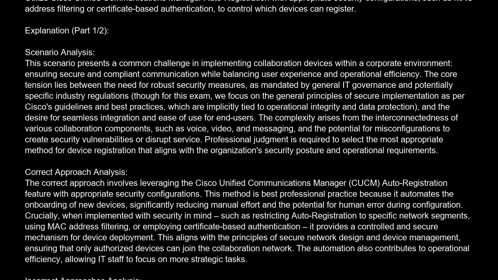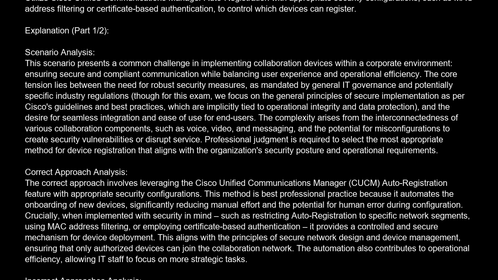Explanation. Scenario analysis. This scenario presents a common challenge in implementing collaboration devices within a corporate environment, ensuring secure and compliant communication while balancing user experience and operational efficiency. The core tension lies between the need for robust security measures, as mandated by general IT governance and potentially specific industry regulations, though for this exam we focus on the general principles of secure implementation as per Cisco's guidelines and best practices, which are implicitly tied to operational integrity and data protection, and the desire for seamless integration and ease of use for end users.